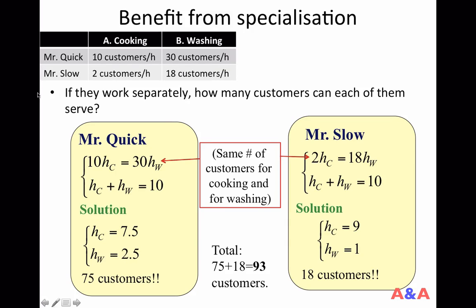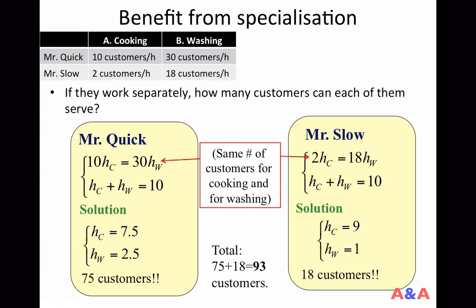Here is a question. If Mr. Quick and Mr. Slow work separately, how many customers can each of them serve? Here, let's assume that in order to serve one customer, both cooking and washing are necessary. I repeat the same table from the previous slide, and this is the only information you need to answer this question. Let us start with the problem of Mr. Quick. How many hours should he spend on cooking and washing to maximize the number of customers he can serve?